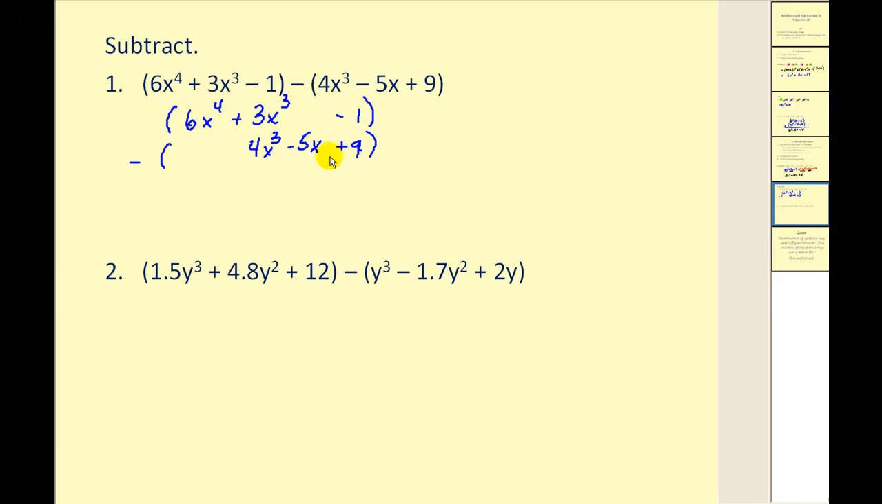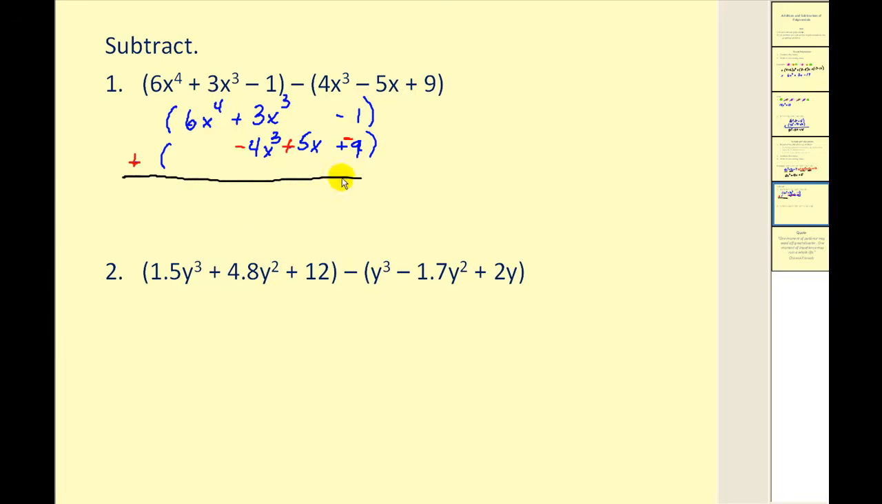Okay, so I've rewritten this in vertical form. It's still a subtraction problem, but I did line up the like terms. So now if I want to change this to addition, I can do that as long as I change the sign of each of these. So if I change this to addition, this would become a negative 4x cubed, this would become a positive 5x, and this would become a negative 9.